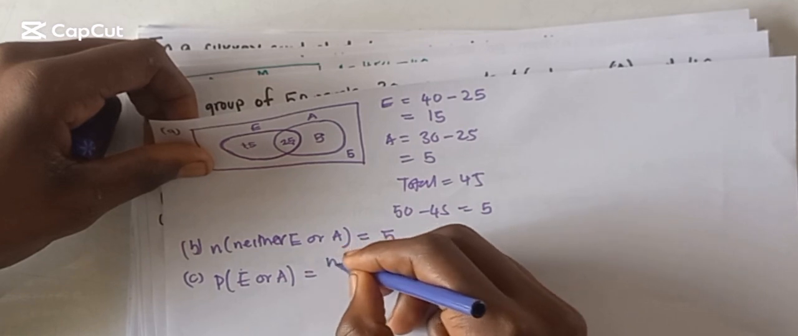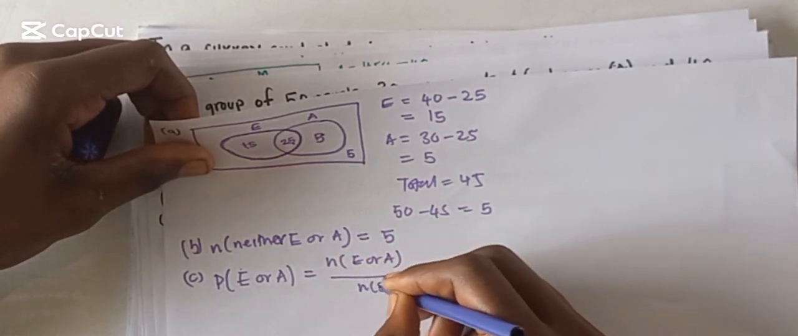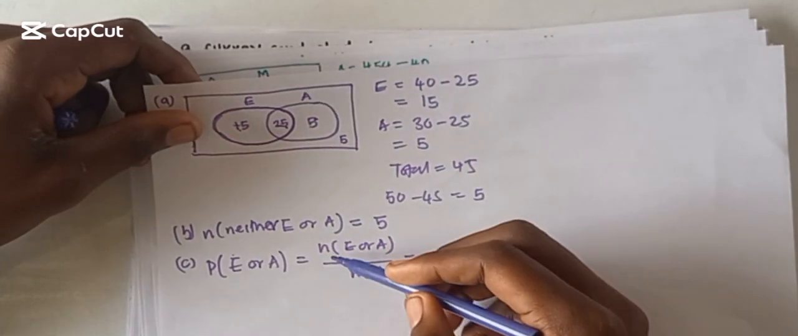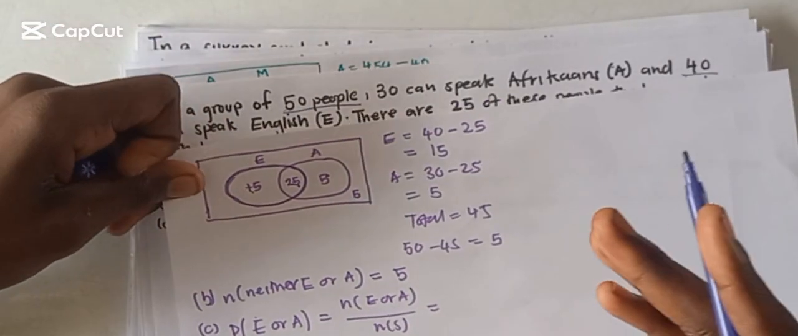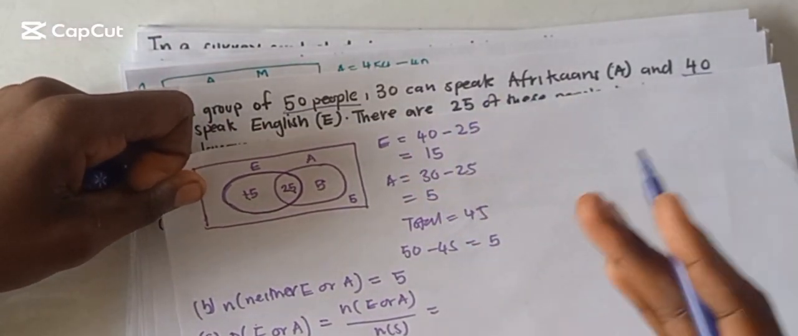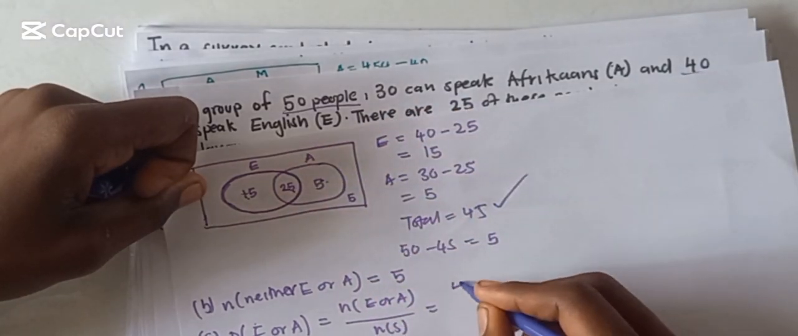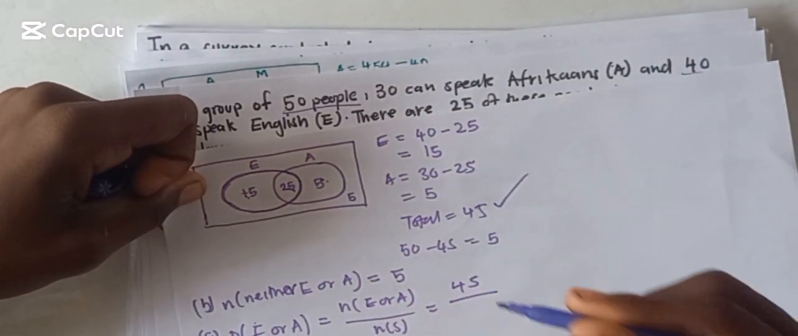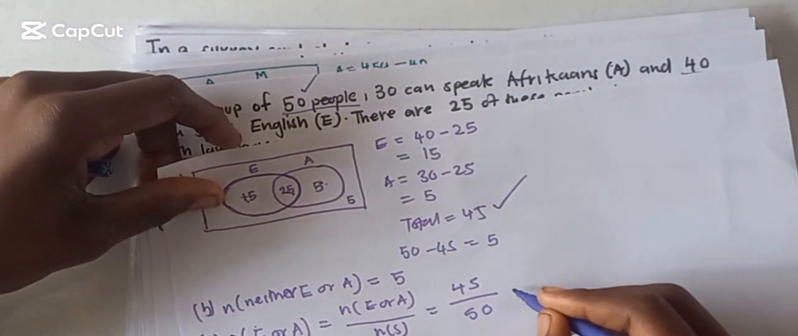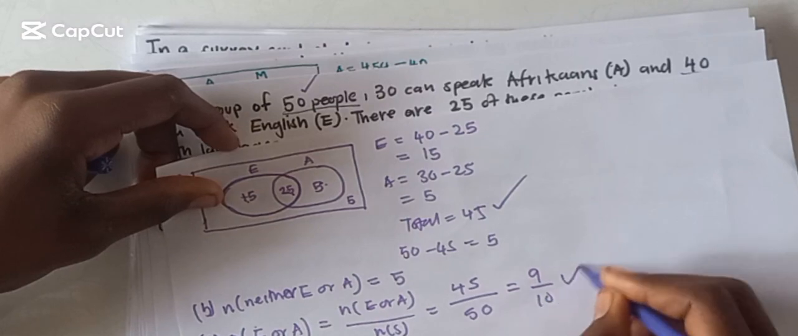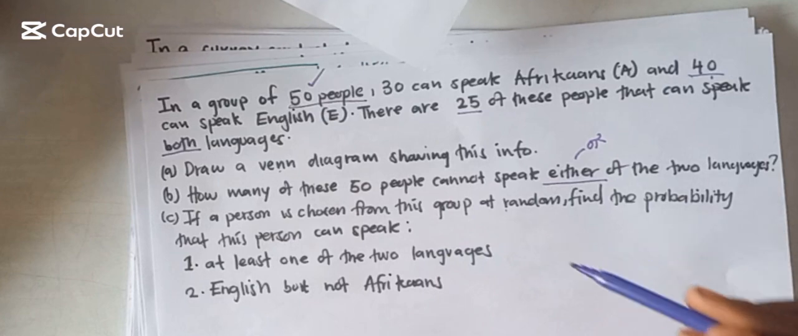So this is the same as N(E or A) divided by N(S). The total number of people that can speak either English or Afrikaans or both, how many of them? It is 15 plus 25 plus 5, which is 45, divided by the total number of people, which is 50. So this is the same as 9 out of 10. This is your probability of E or A, or for at least one of these languages.